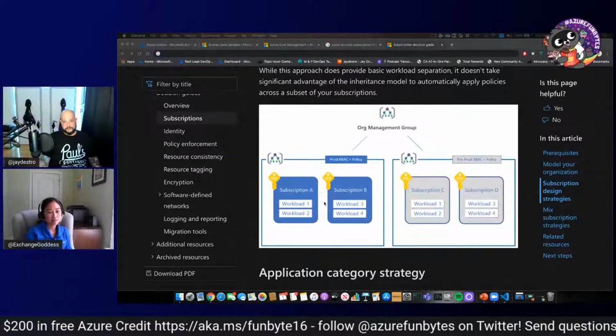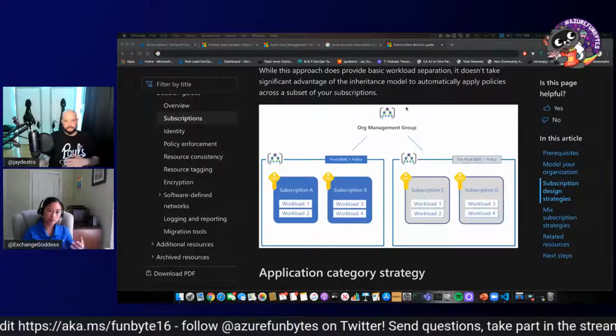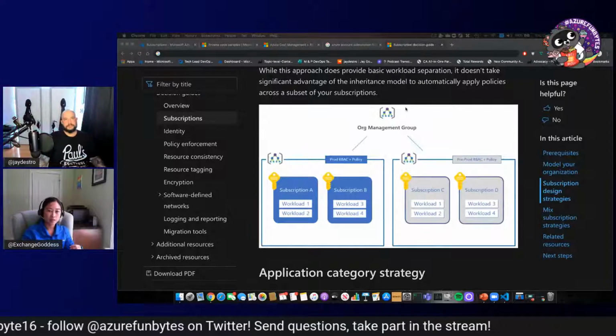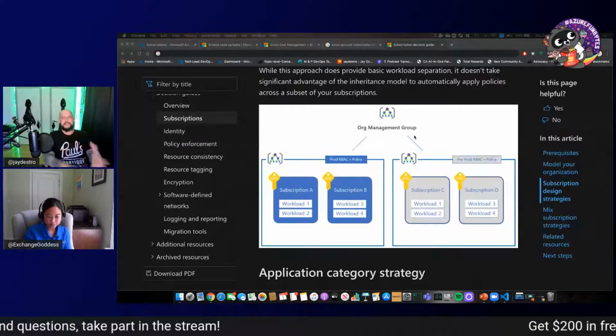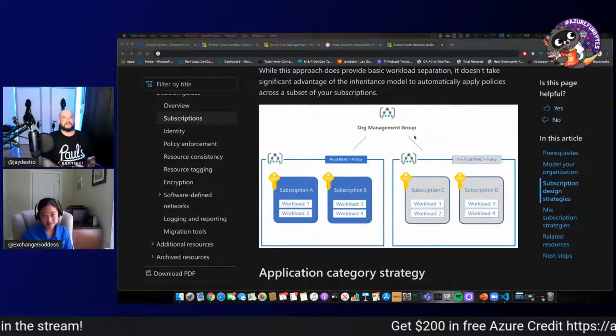So at the very... Yep. So it's like your framework, right? The structure of your environment. It's almost the bones, and it always starts with Azure AD. Azure AD is kind of like the bones.